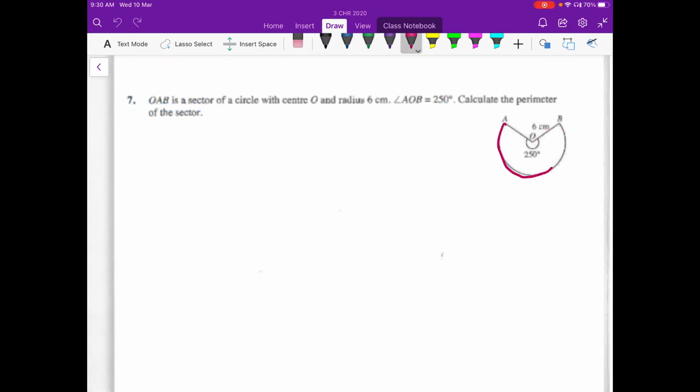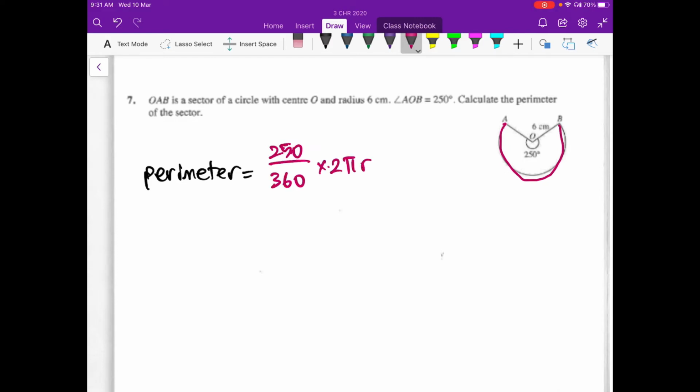This curve length plus the straight line plus the straight line. So the curve over there is known as the arc length. So let's just write everything out. Perimeter will be our arc length. I'll use a red color. 250 divided by 360 times 2 pi r. That is the curve part, but I still require the two radiuses, the two radii.